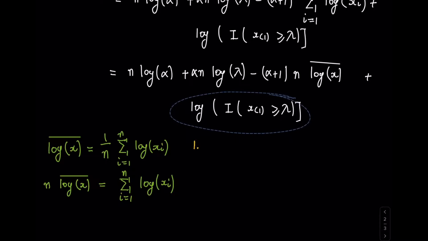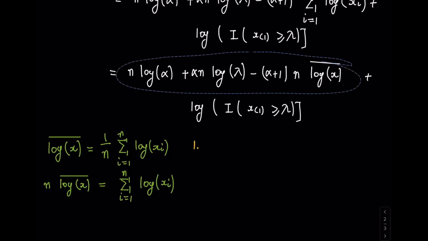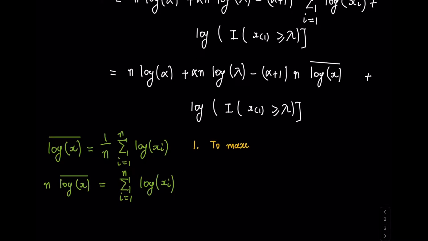Ignoring this log component for a second, if we just have a look at this element of the log likelihood function, we note that to maximize the log likelihood function of alpha and lambda given our data x, we need this condition to be true. In terms of lambda, we need to maximize the component that depends on lambda.